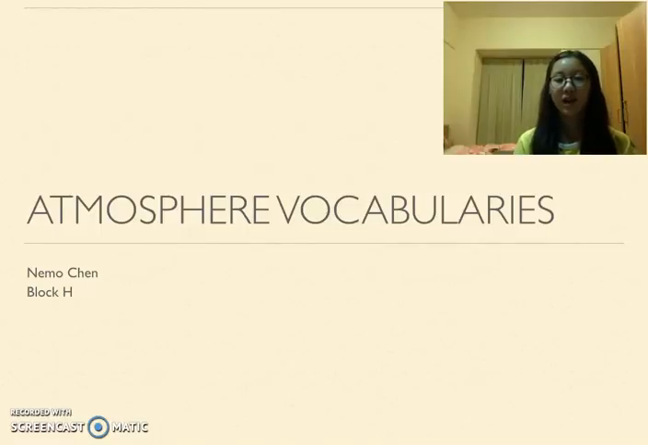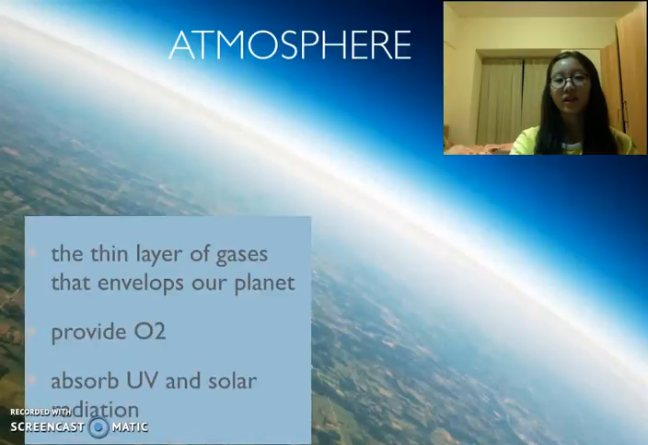Here are 22 atmosphere vocabularies. The first one is atmosphere. Atmosphere is the thin layer of gas that envelops our planet. It can also provide oxygen and absorb UV and solar radiation.